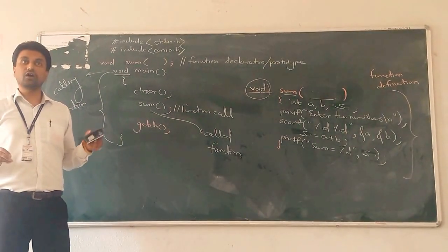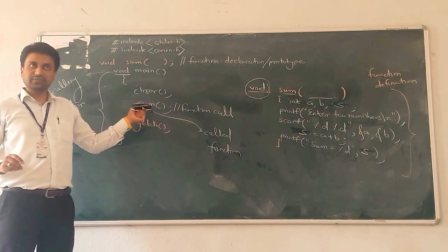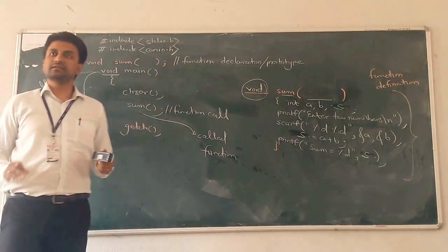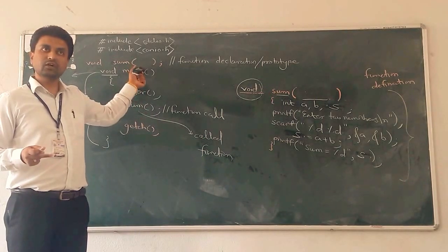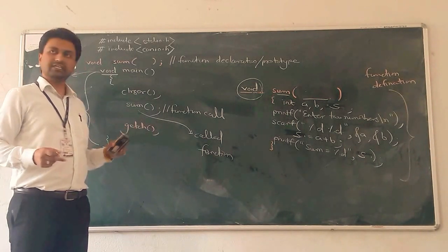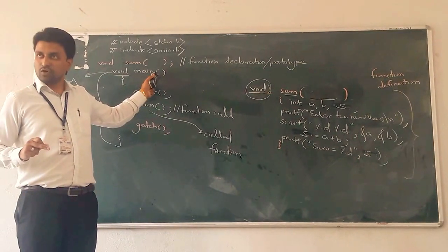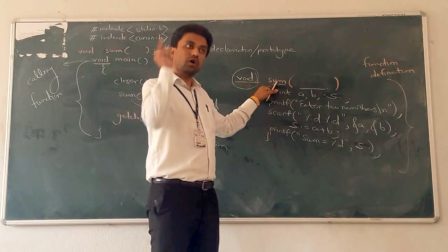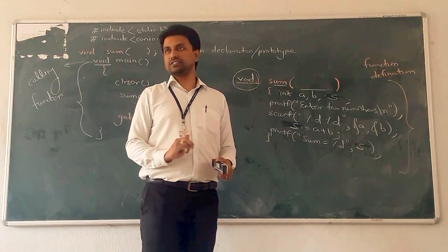समजते का डिफरन्स बिटवीन कॉल्ड फंक्शन अँड कॉलिंग फंक्शन? Main is the calling function for sum, and sum is the called function. Also clear screen, getch, these are also called functions and main is its calling function. कशा आहे का? मेन मध्ये ना कॉल केलं ना clear screen आणि getch. So these are also called functions and main is the calling function. Also in the sum function, sum is now the calling function and printf, scanf, these are the called functions.